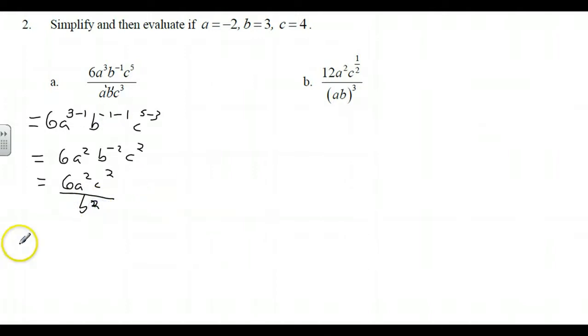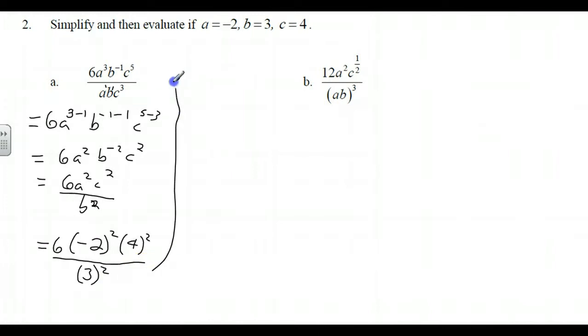Okay, and now we can substitute in. So 6, okay, we've got a formula, sort of, right? Substitution. We've got a 4 over, and we've got a 3. So I'm going to kick this up here. 6 times 4 times 16 over 9.